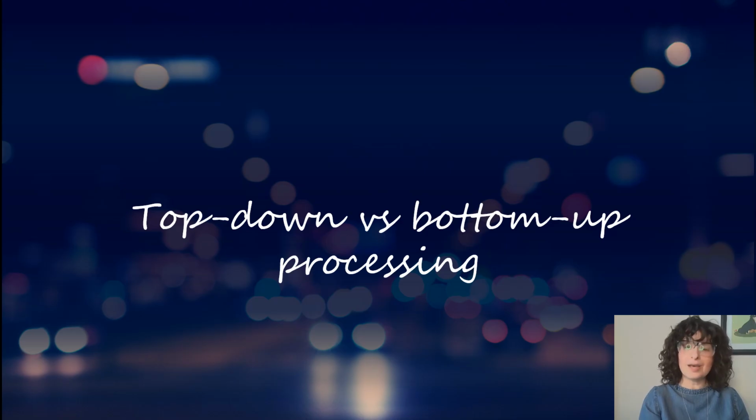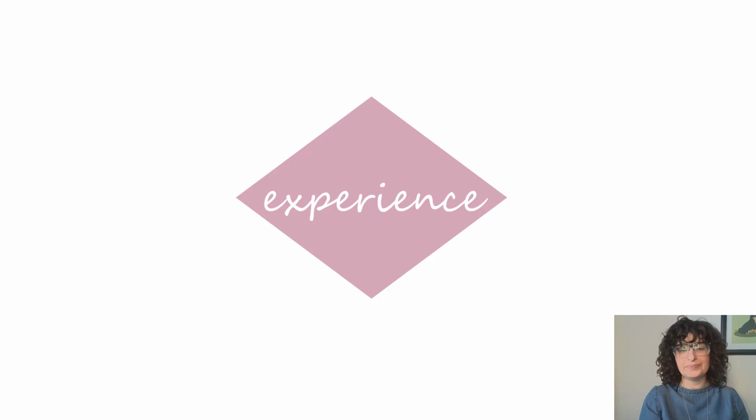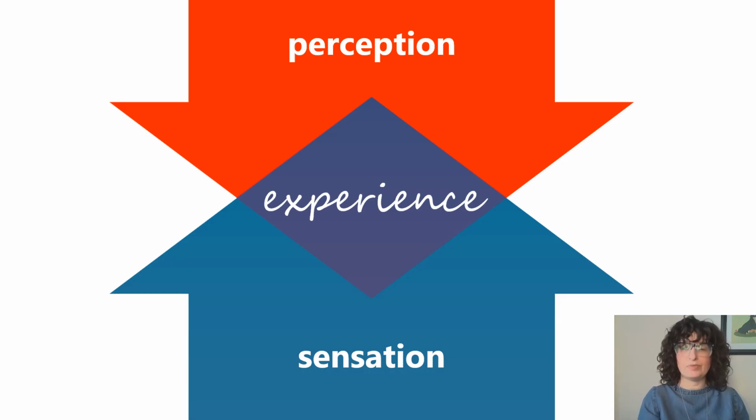All right, so we're starting with top down versus bottom up processing. When it comes to our experience of the stimuli that make up our environment, it depends on two different processes, sensation and perception. Sensation is the ability to detect a stimulus, whereas perception is the act of giving meaning to those sensations.